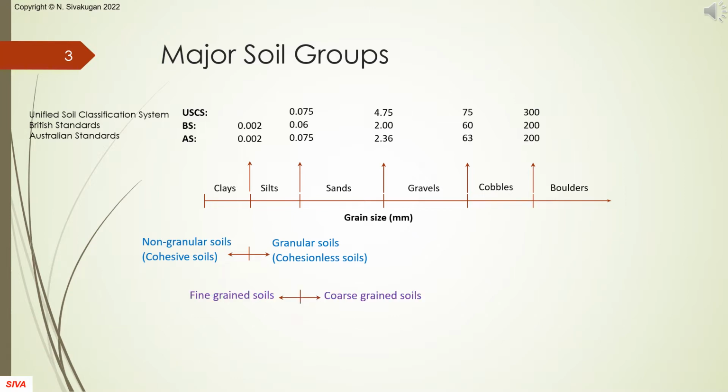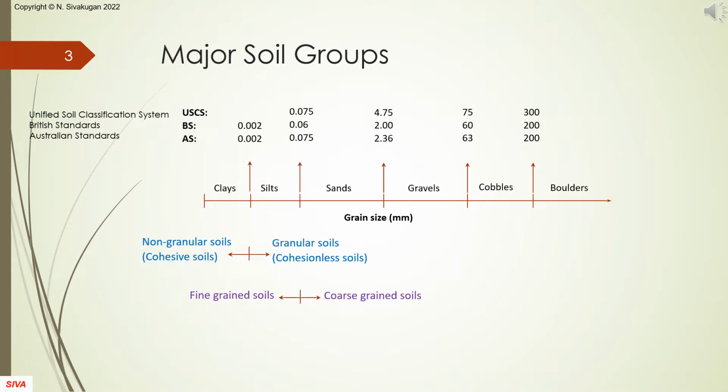Major soil groups, based on the grain sizes, are shown here. The size cutoff limits are slightly different for USCS, BS, AS, IS and so on. USCS is the acronym for Unified Soil Classification System, used worldwide.